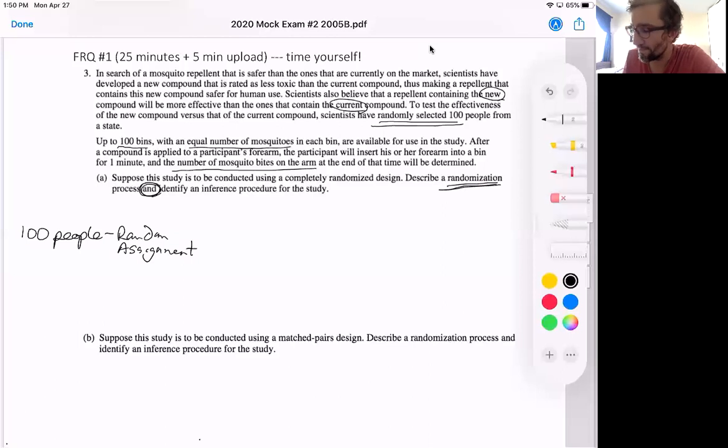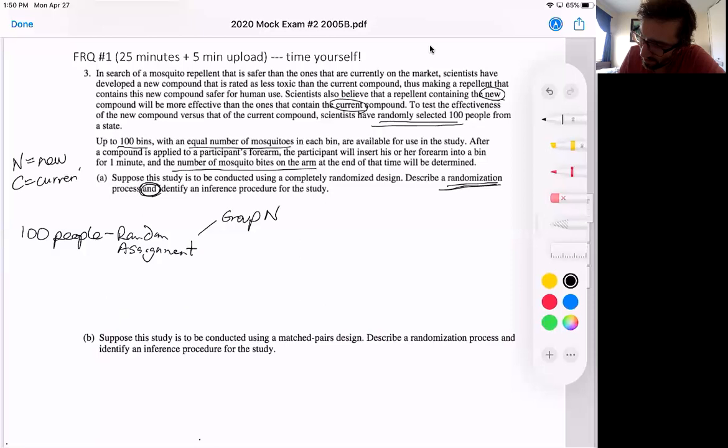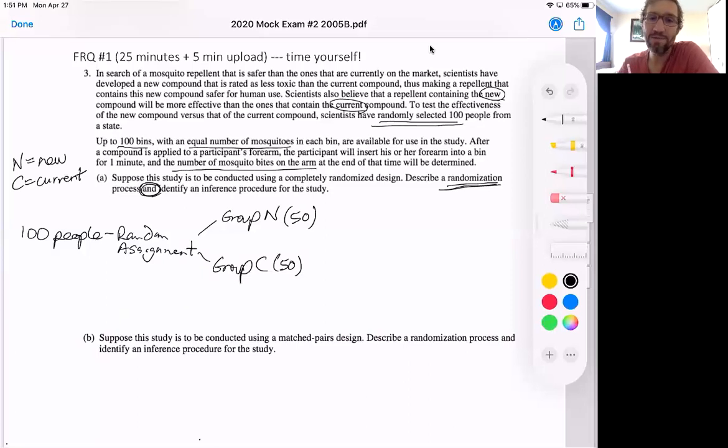So we have 100 people. We're going to randomly assign them to one of 2 groups. We'll call it group N for new, and group C for current. We'll make sure there are 50 people in each group. That's not a requirement in experiments. It's beneficial, it's nice. It can increase the power of the experiment if you have an equal number in each treatment group. However, it's not required.